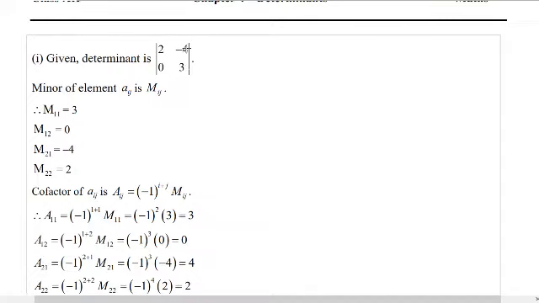Similarly, if I hide this minus 4, now this minus 4 is element A12. So if I hide element A12 by row and by column, I'll get 0. So this 0 is minor 12, M12. Why? Because on hiding A12, I got this number, right? Now, therefore, you can see M11 is 3 and M12 is 0.